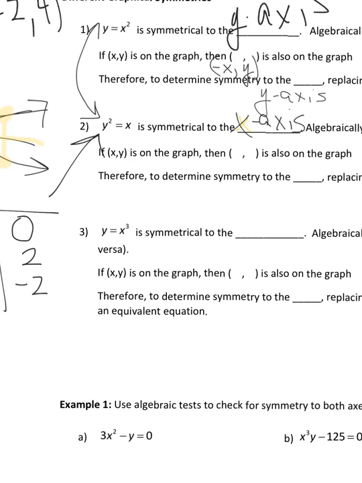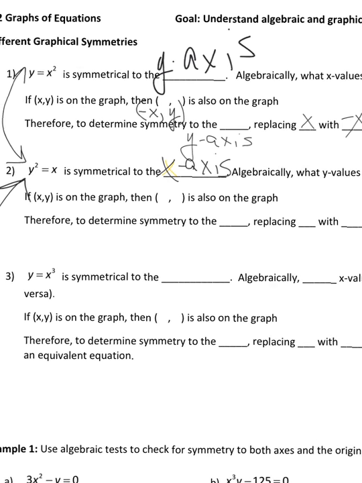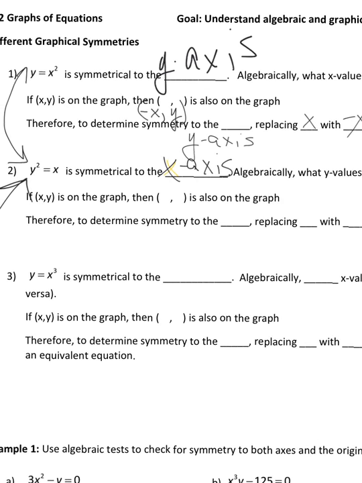So, that being said, sorry this is getting a little messier than I wanted, but hopefully you're following along well enough. If (x, y) is on the graph, then (x, negative y) is on the graph. Therefore, to determine symmetry to the x-axis, we are going to replace y with negative y, and it will produce an equivalent equation.